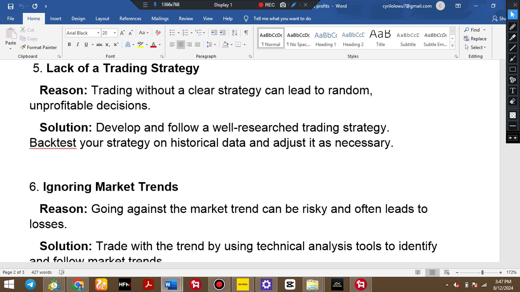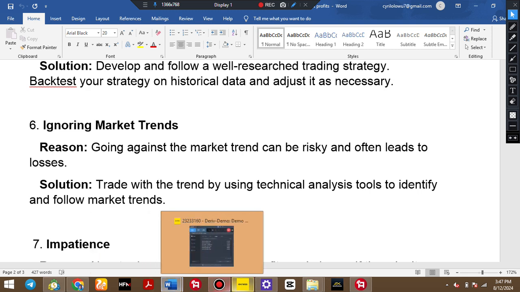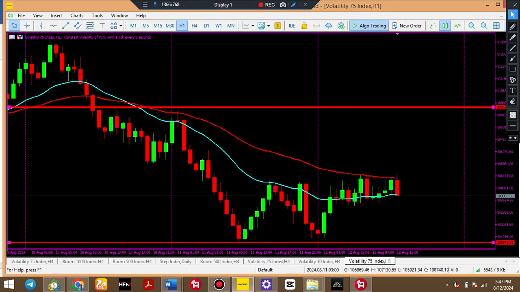If the strategy is going to be consistent, making more profit than losses, then you add it to your arsenal. Then number six, ignoring market trend. Yes, that is exactly what I try to explain here.